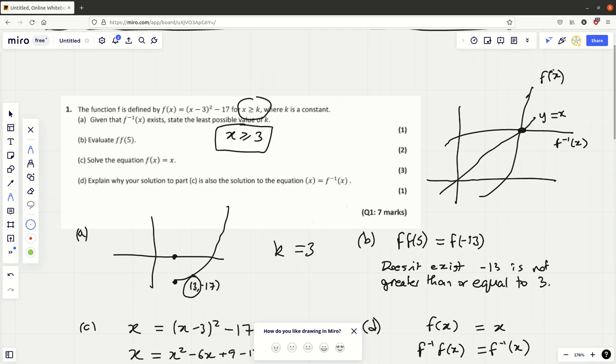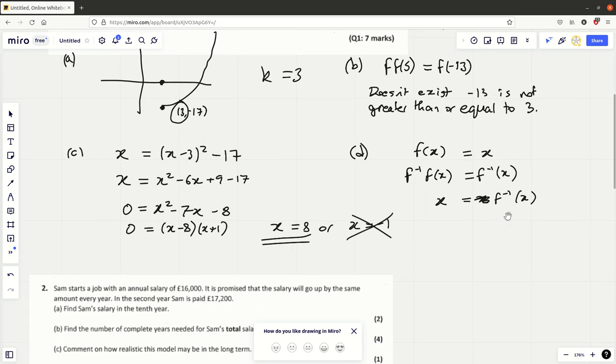You can just say f of x and the inverse of f will hit the line y equals x at the same point, because they are in fact reflections in the line y equals x. I'm just going to have a look and see what the actual mark scheme did. F of x and f to the minus 1 of x are reflections in the line y equals x. So they took this approach, but I don't see why you can't argue, well, this is just a consequence of how the inverse works.